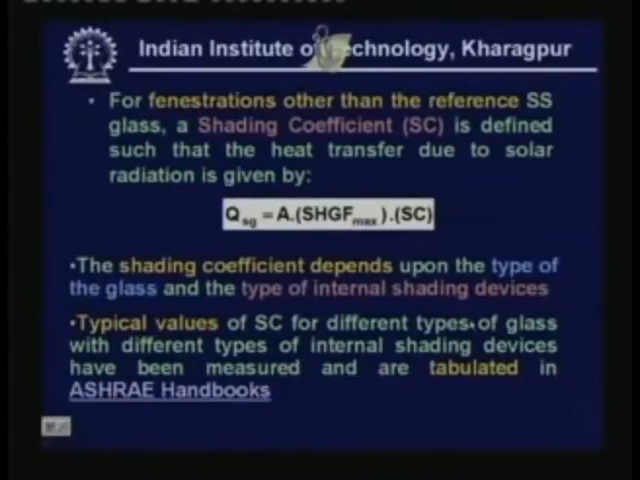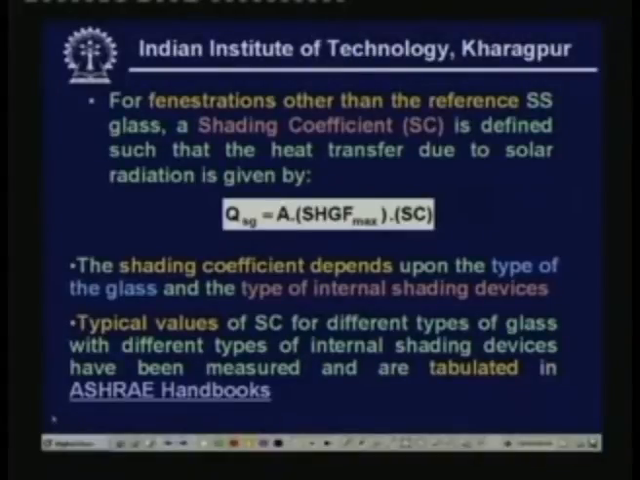Now this data is for a standard reference glass. How about other glasses? For fenestrations other than the reference glass, a shading coefficient is defined. It is defined such that the heat transfer due to solar radiation, Q_SG, is equal to the area A multiplied by the SHGF maximum of the standard glass multiplied by the shading coefficient. So finally the shading coefficient is nothing but the heat transmitted through the actual glass divided by the heat transmitted through a standard glass.